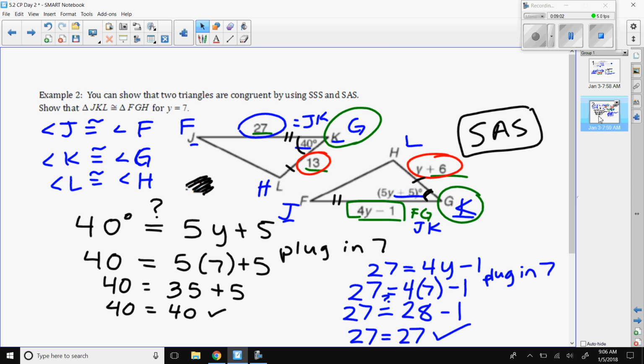Okay, complete the work on the back here. See if you can determine whether we're using side angle side or side side side or neither.